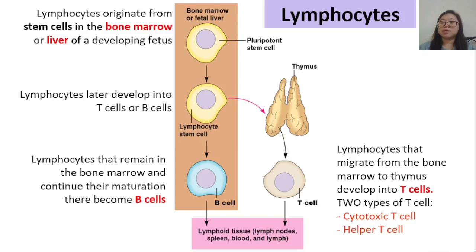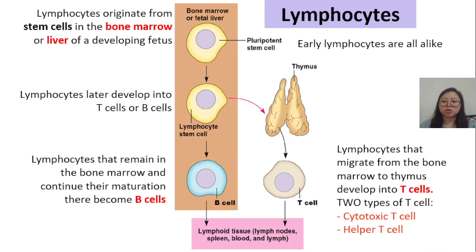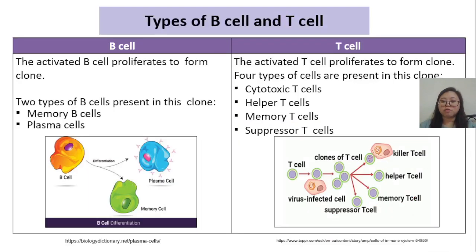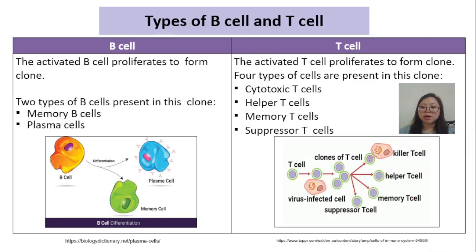It might become a cytotoxic T cell or it might become a helper T cell. Later, both of the B cells and the T cells will work together in your lymphoid tissue. At the early stages, they all look alike. During the early stage, early lymphocytes are all alike. Only when they go into the B cell and the T cell stage will they have different appearance and different functions. So here we have some comparison of the B cells and T cells.